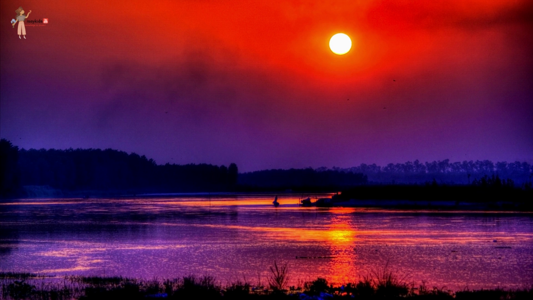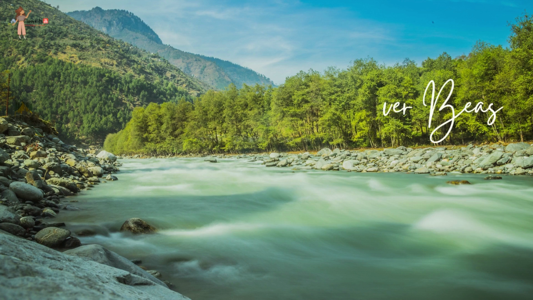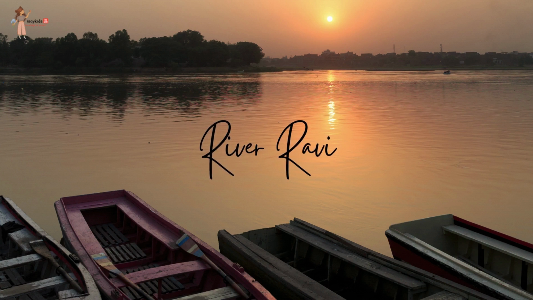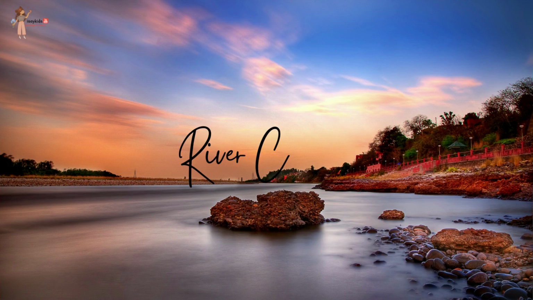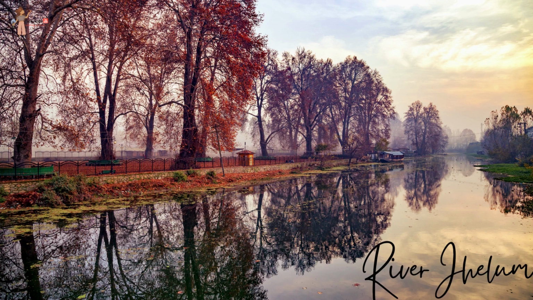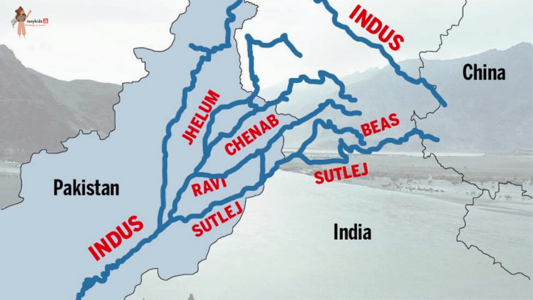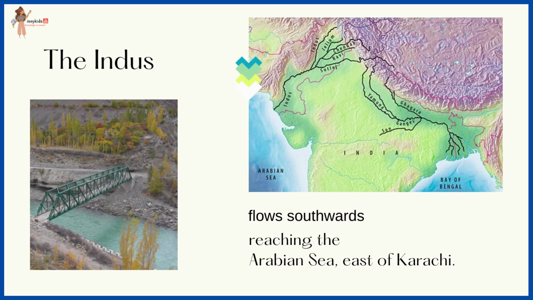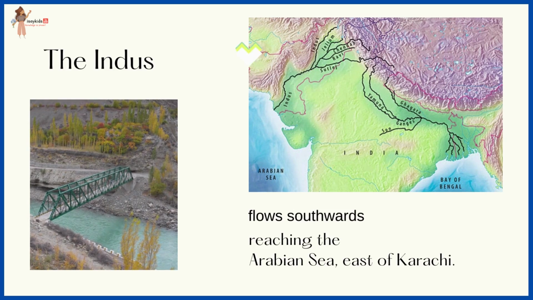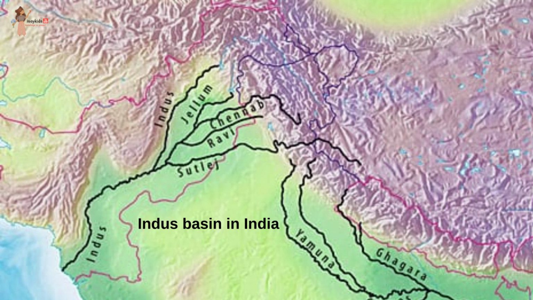The river Satluj, Beas, Ravi, Chenab, and the Jhelum join together to enter the Indus near Mithankot in Pakistan. Beyond this, the Indus flows southwards, eventually reaching the Arabian Sea east of Karachi.